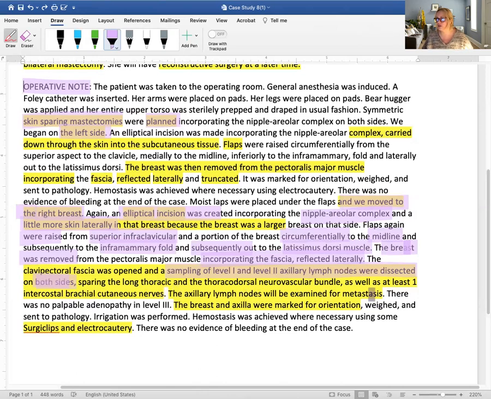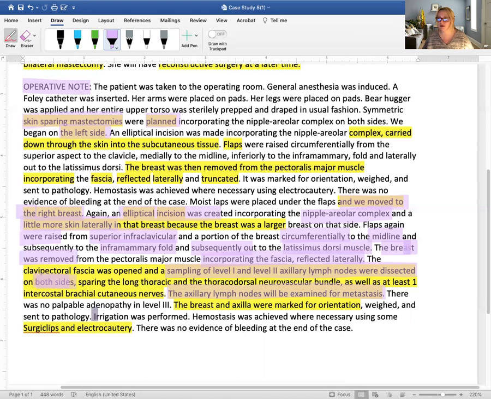The axillary lymph nodes will be examined for metastasis. That means that they're sending it off to pathology, which means that if I'm not sure if they had removed them, that's what they're telling me. So that's kind of a confirmation. At that point, they said there was no palpable adenopathy in the level 3, which is just another location on the body. The breast and axilla were marked for orientation, weighed, and sent to pathology. So they're putting them in those little plastic bottle jars so they can send them to the pathologist.